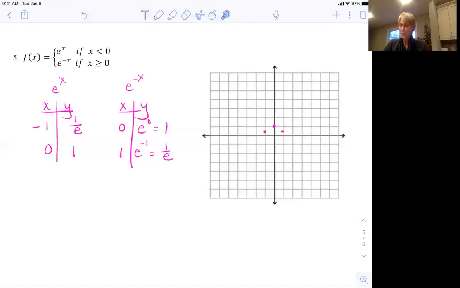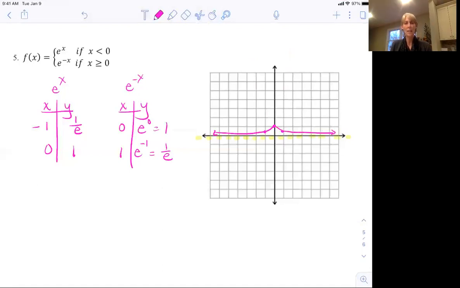But let's think about this. My graph is e to the x when x is less than 0. So I'm going to do this portion of the graph. And I'm e to the negative x when x is greater than 0. So I'm only seeing this portion of the graph. So my horizontal asymptote is y equals 0. And when I make this picture, it's just going to kind of go like that.